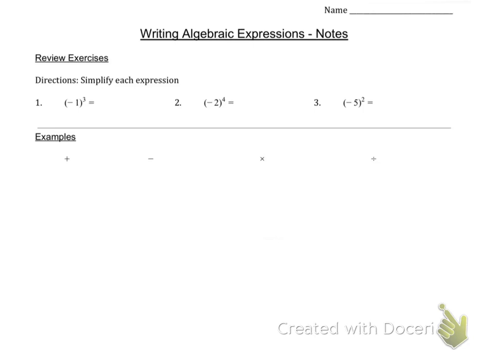Go ahead and solve those first on your own and pause the video, and then when you're done, go ahead and play the video to check your answers. The directions state simplify each expression. So number 1, we have -1 to the third power, which means -1 times a -1 times a -1. -1 times a -1 is a positive 1, and a positive 1 times a -1 is equal to a -1.